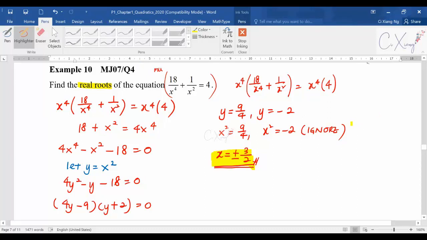And next, we are going to discuss inequality. Inequality means all the greater and smaller signs, for both quadratic and linear equations.